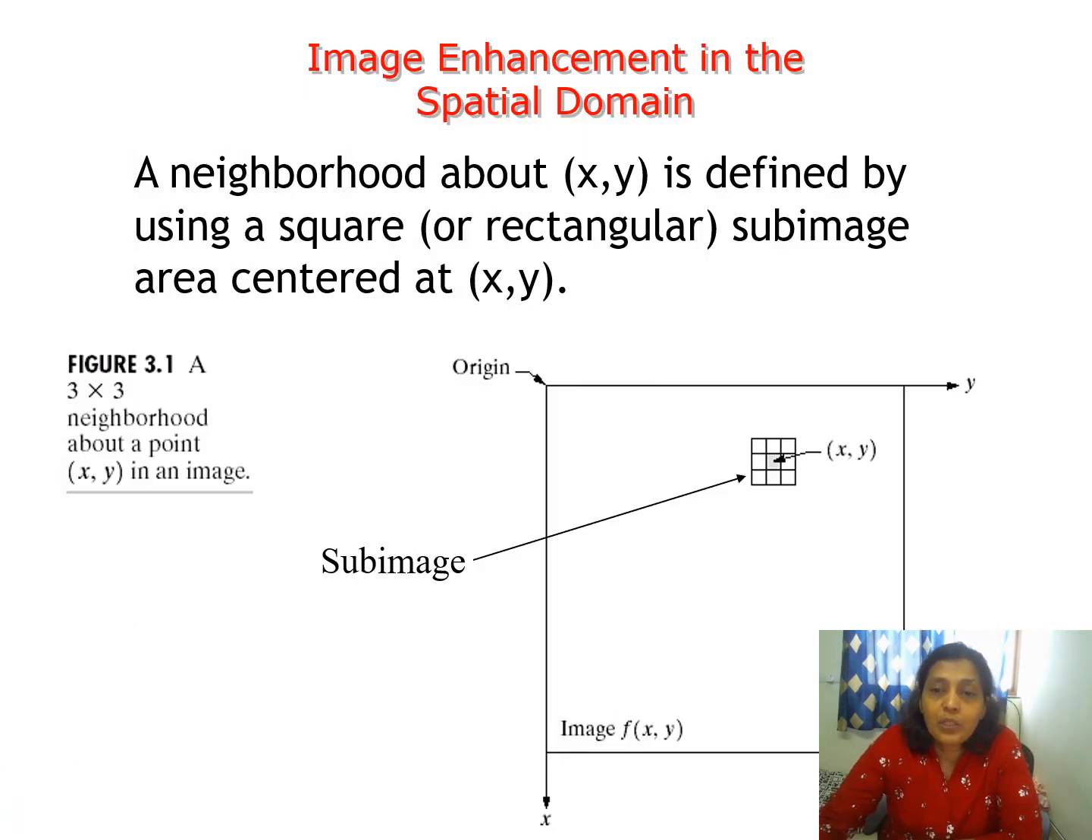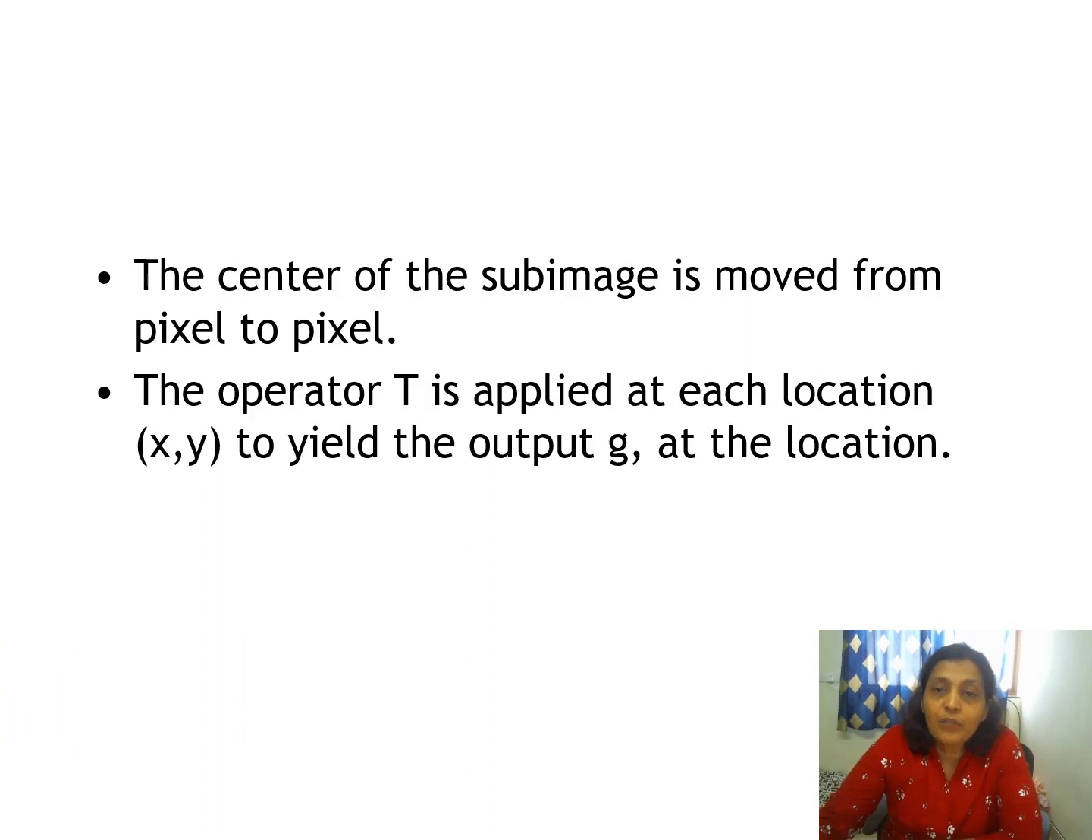Suppose this is your image, this entire thing is your image. In that image we are considering one pixel, f of xy, and this is the neighborhood of f of xy. So how many neighbors are there? 1, 2, 3, 4, 5, 6, 7, 8. So each pixel has 8 neighbors. The center of the sub-image is moved from pixel to pixel.